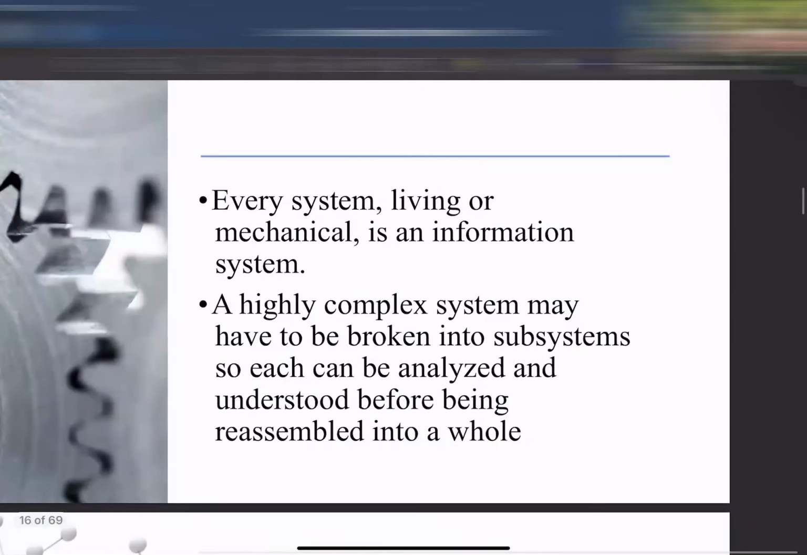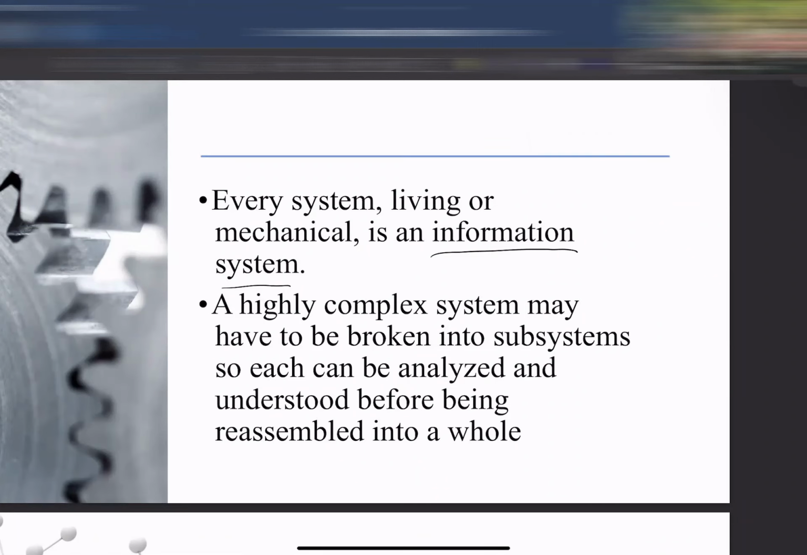Now, every system class, whether living or mechanical, is actually considered to be an information system. Okay? Kasi di ba when we say information, parang iniisip natin information systems ay yan yung sa computer. Or yan yung parang tinatype namin. So class, hindi po porket tinatype nyo information system siya kaagad. Pero class, all of those systems, living or mechanical, could be considered an information system. What do I mean by that?